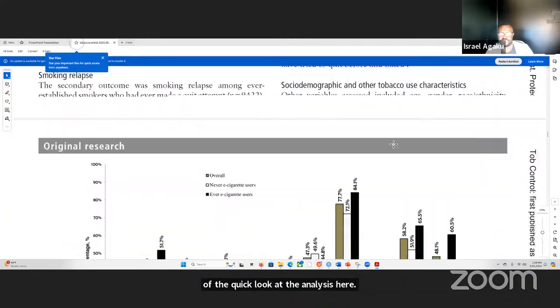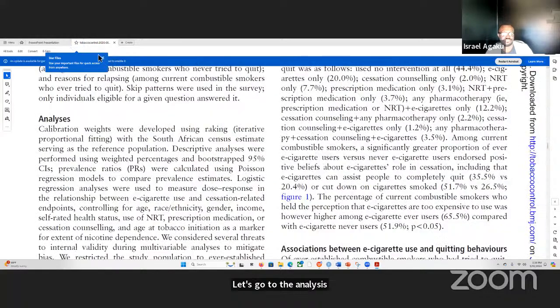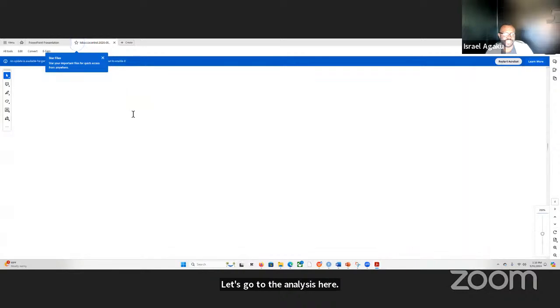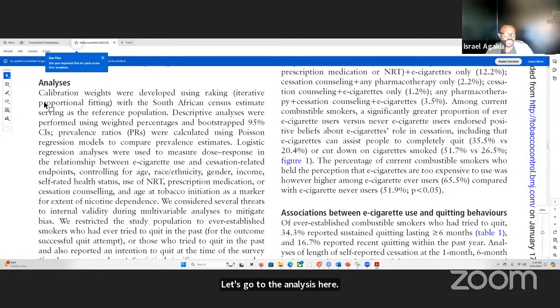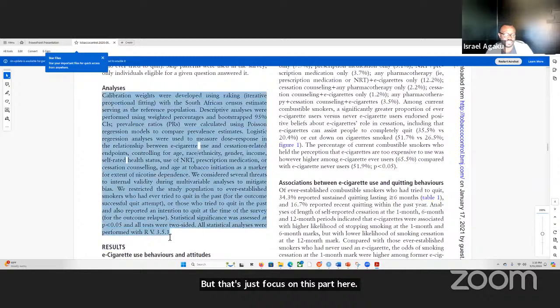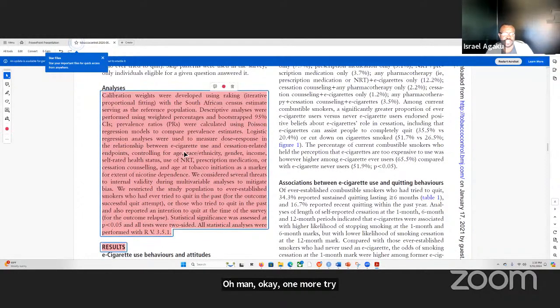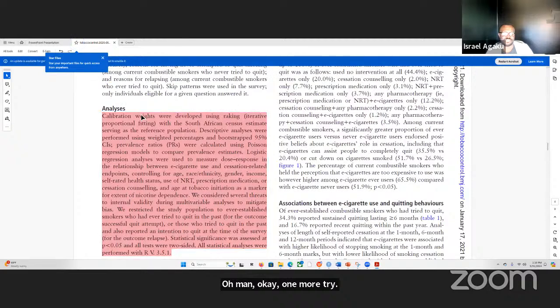Let's go to the analysis here. But let's just focus on this part here. Let me highlight it here. Oh man, okay, one more try. All right, so that's what we're interested in here.